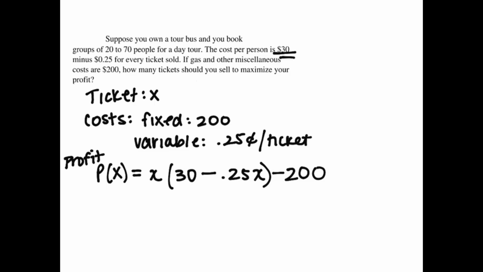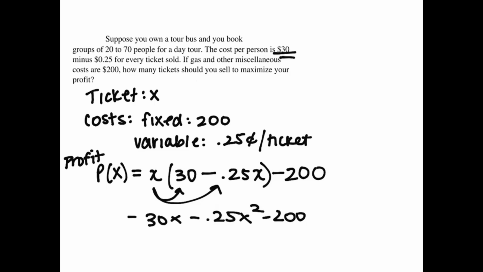So at this point, I know that my profit is going to be the total amount of money that I make based on how many tickets I sell minus the total cost. So I'm going to be distributing the x to each one of these numbers. So I'm going to have 30x minus 0.25x squared minus 200. And if you remember anything from your algebra classes, if a function is squared, so if it has an exponent of 2, this is a parabola.